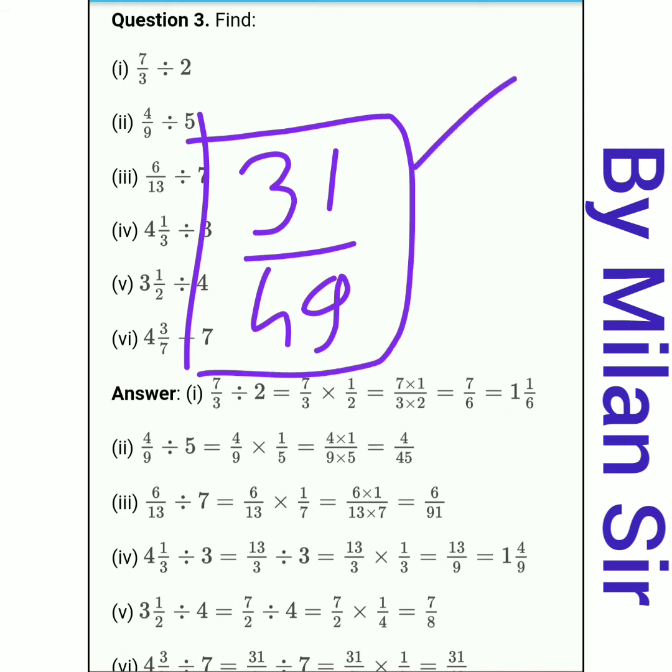This is a proper fraction, right? So we cannot convert it into a mixed fraction. So this is our final answer, 31 by 49.